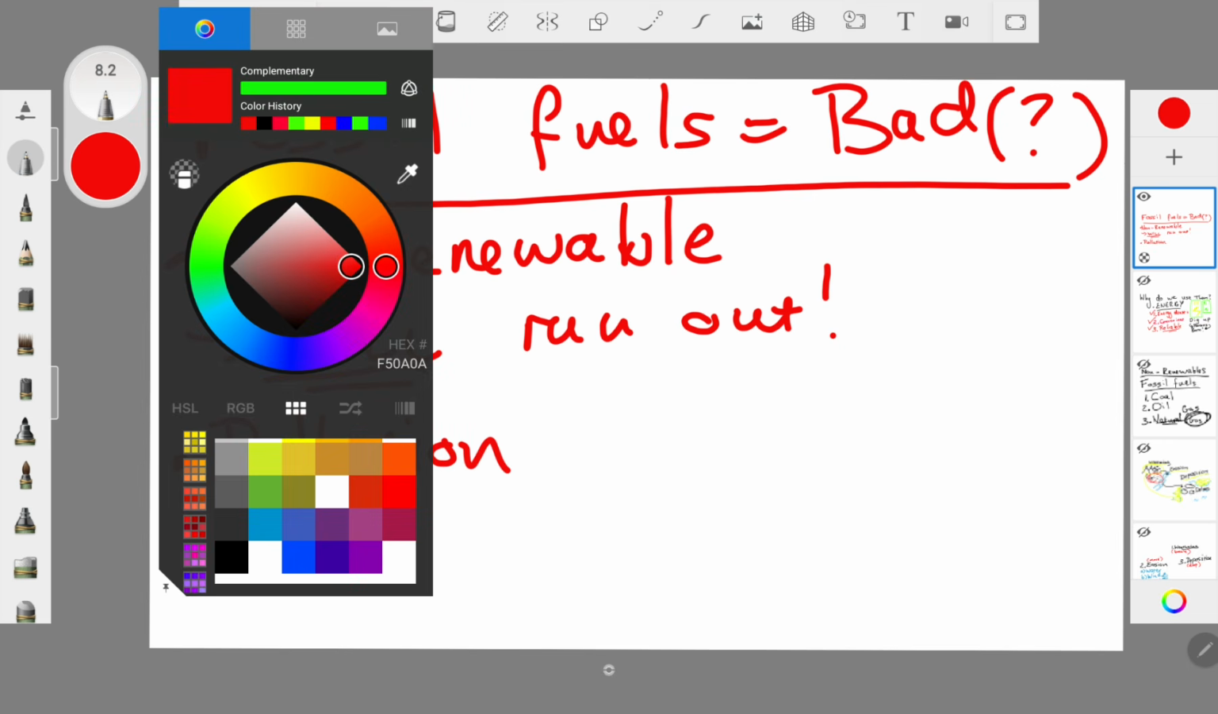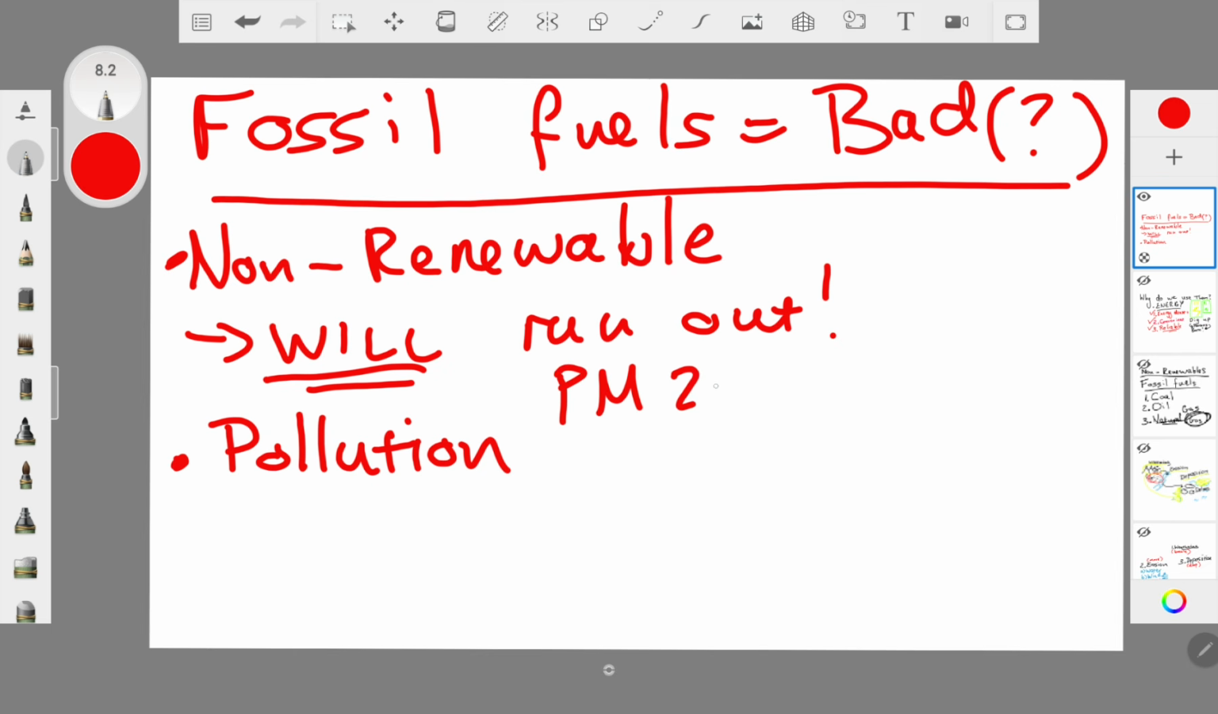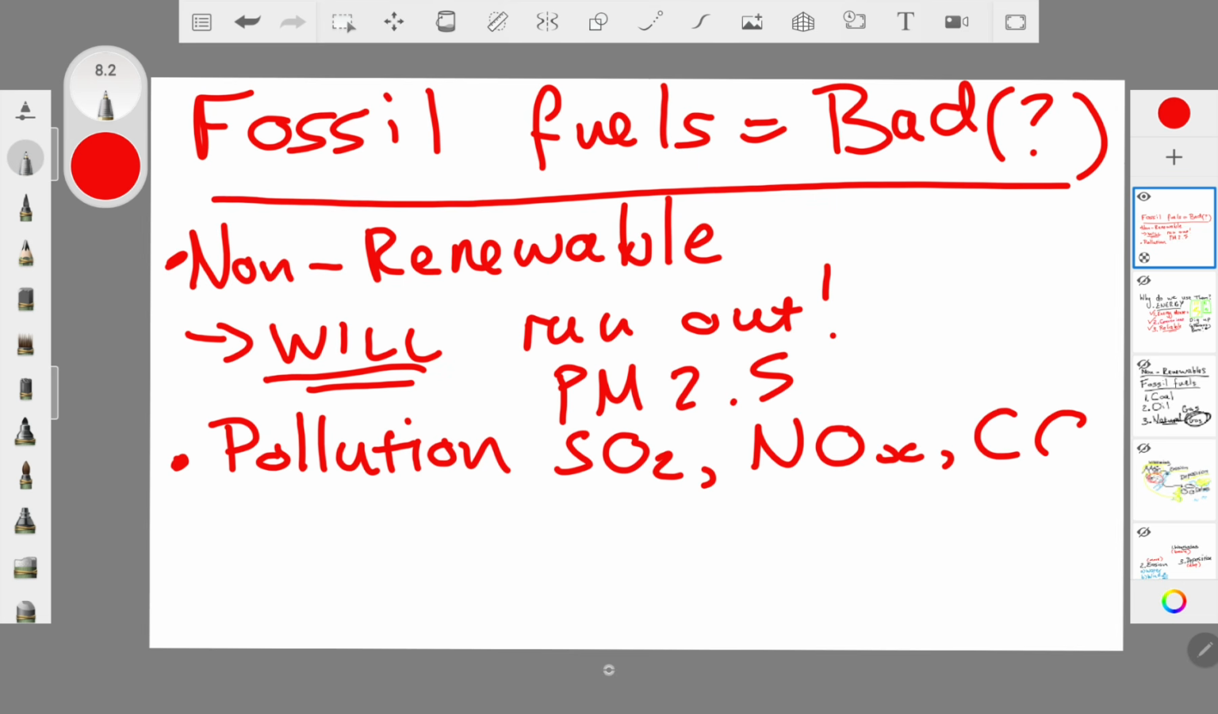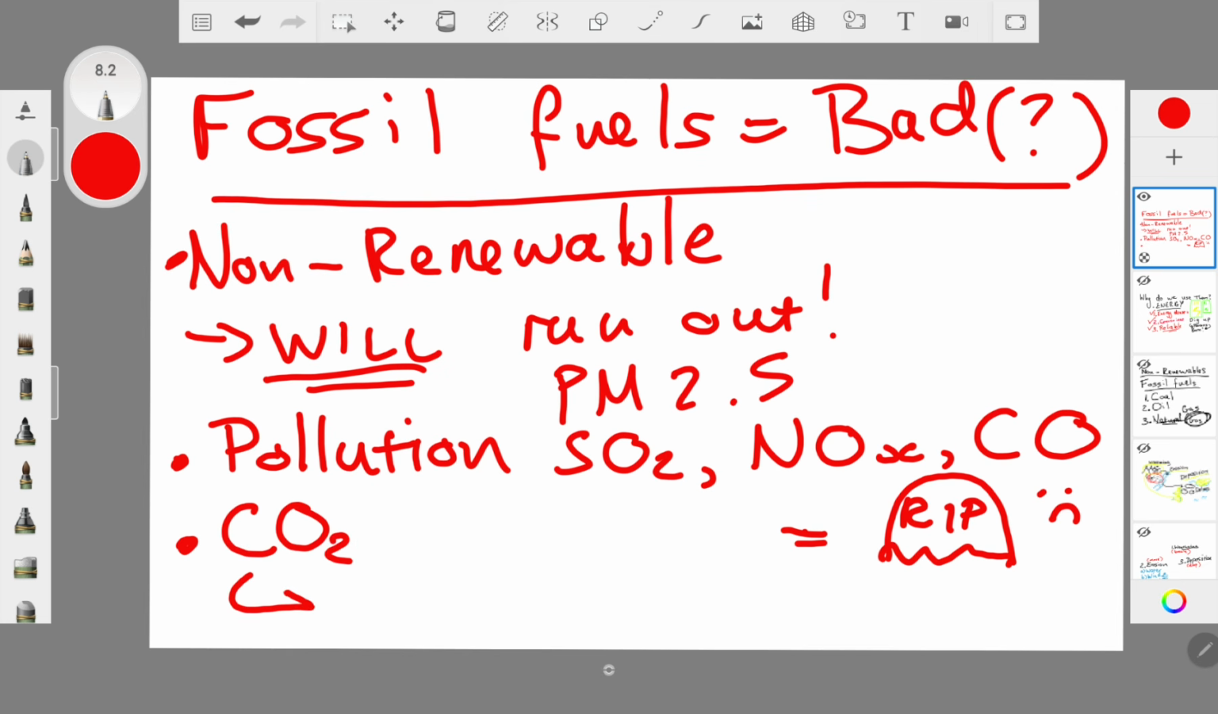Pollution, things like PM2.5 particles. They produce things like sulfur dioxide, nitrous oxide compounds, carbon monoxide. All of these are very bad for your health, okay? And it's not just the pollution, they also produce a specific gas, CO2, which causes global warming. Okay?